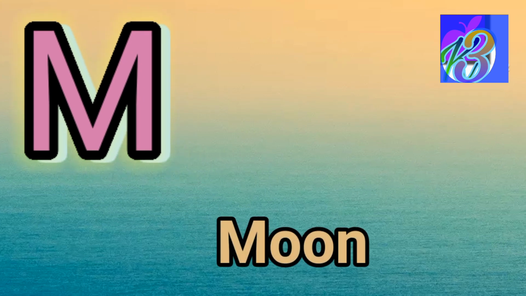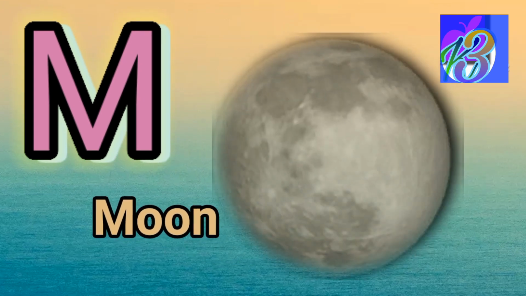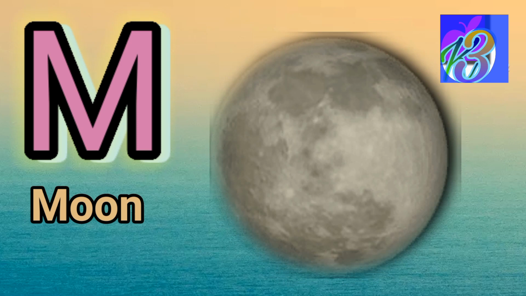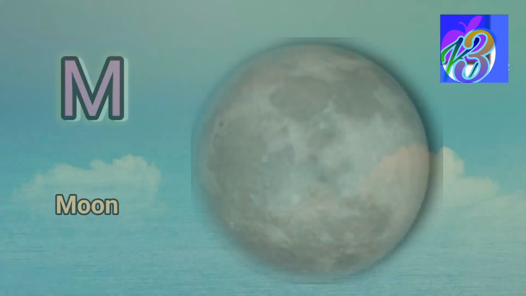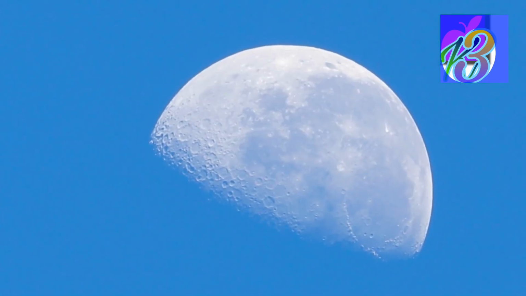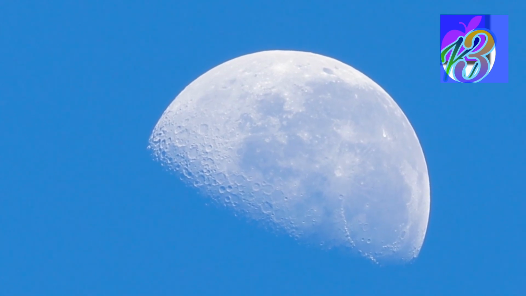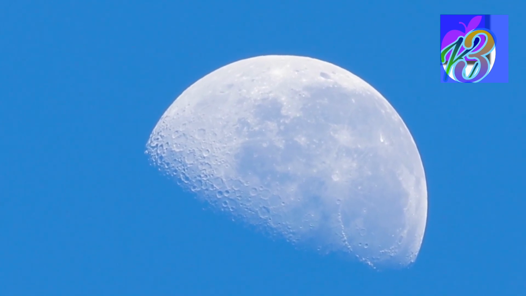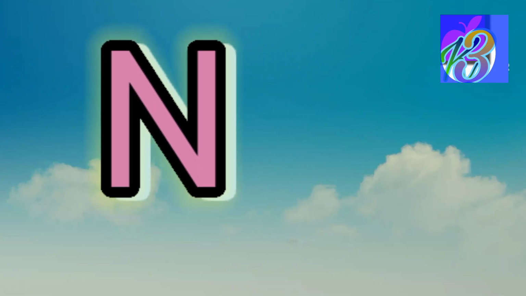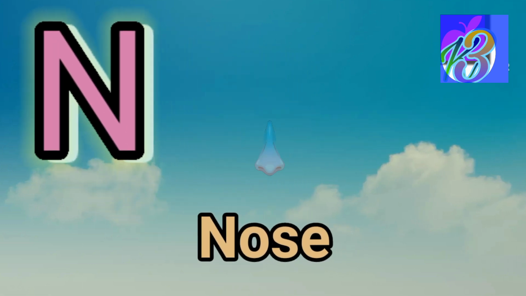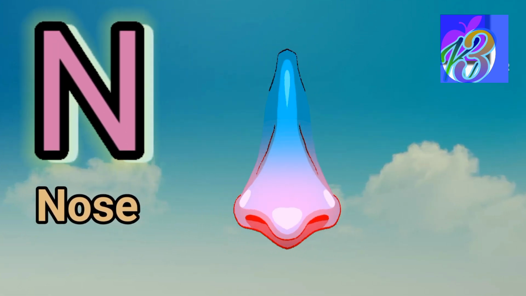M. A, B, C, D, E, M for moon. H, I, J, K, L, M, N, O, P, Q, R, S, T, U, V, W, X, Y, and Z. Now I know my ABCs. Next time, won't you sing with me? N for nose.